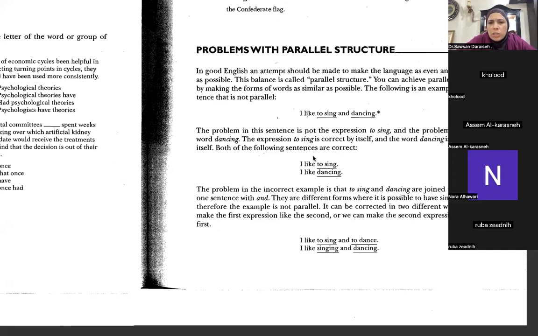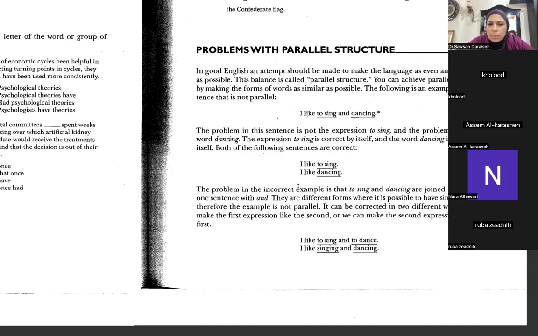All right. So each one by itself, like if I like is with dancing and I like is to sing, they're separated, two different sentences, that's fine. So that's not the problem. What's the problem? The word dancing is correct by itself. Both of the following sentences are correct. Look how they separate them into different sentences, and this is fine. Okay, so the structures are not the problem. What's the problem? The problem is when you link them together in that way.